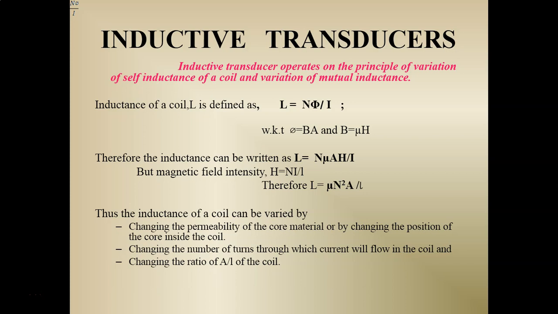Therefore, the inductance of a coil can be varied by changing the permeability of the core material, by changing the position of the core inside the coil, by changing the number of turns through which current will flow in the coil, and by changing the ratio of A by l of the coil. So here, by changing the position of the core inside the coil, we will see how LVDT transforms linear displacement into electrical voltage.